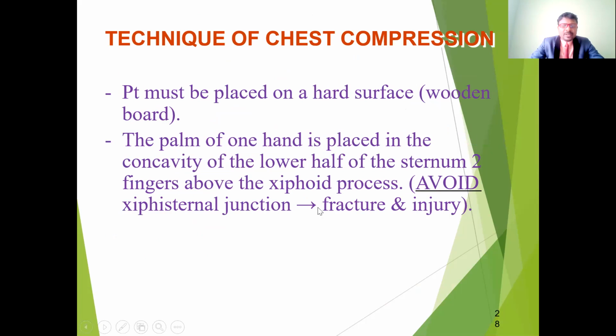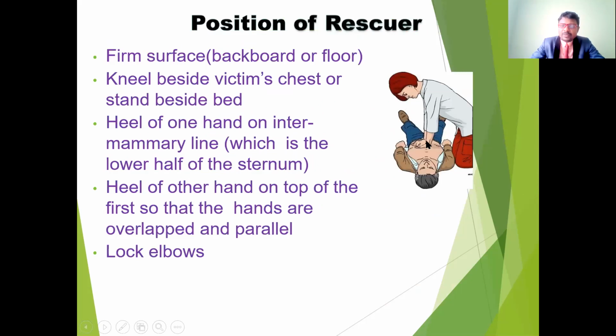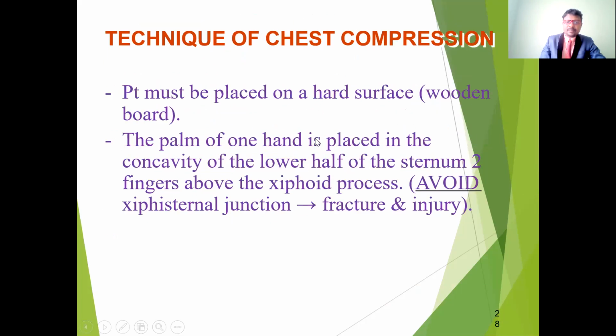So here, the hands go a couple of fingers above the xiphoid process, because we must avoid the xiphisternal junction, where there is a chance of fracture and injury. If we go a little bit lower, the xiphoid process is here. It is a projection at the end of the sternum. If we apply pressure over the xiphisternum, there may be a chance of fracture. So we have to give the pressure over the lower sternum.